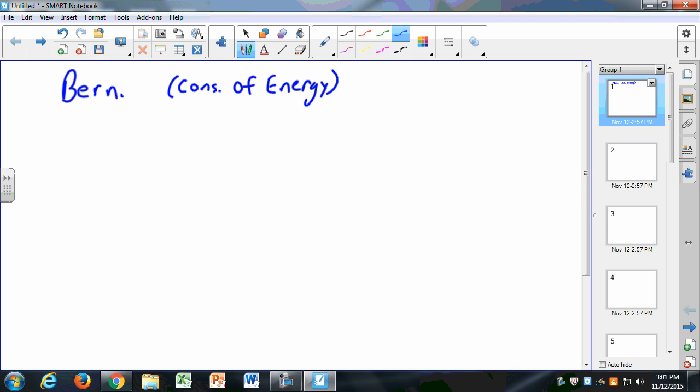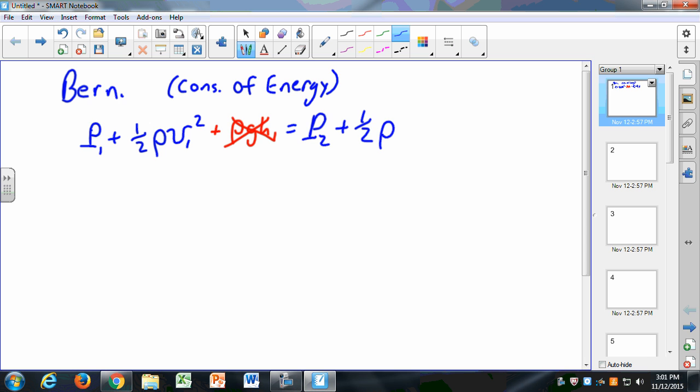But Bernoulli's equation, based on the conservation of energy, says that P1 plus 1/2 rho V1 squared. You have another term on your equation sheet that's plus rho g h1, but we're not going to worry about that. So we'll just leave that out because our height is going to stay the same. Is equal to P2 plus 1/2 rho V2 squared. And then again, you have this other term, rho g h2, but we're not worrying about that.